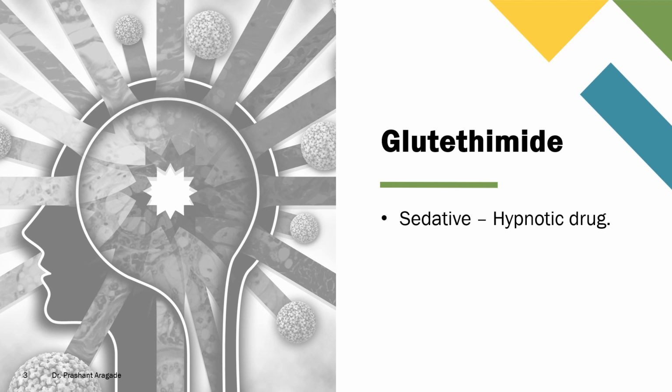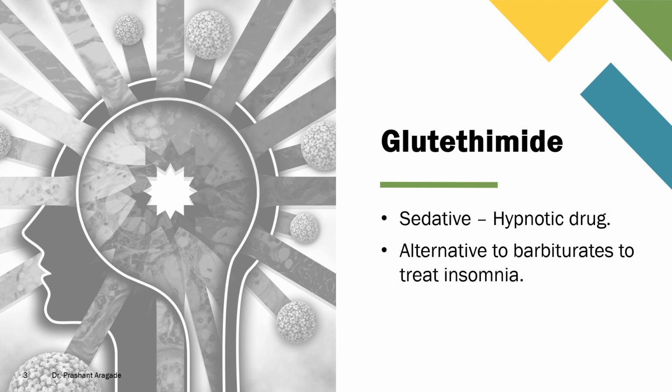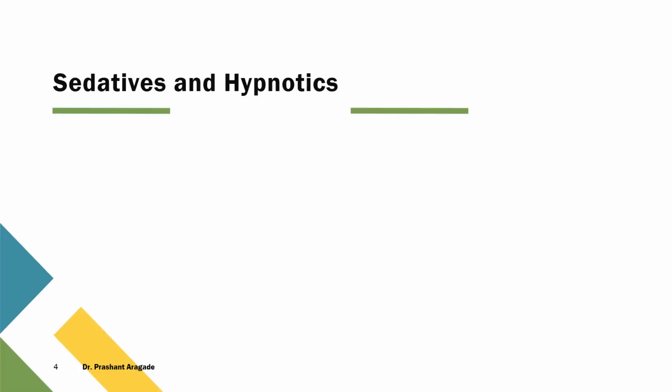Glutathione is used as a sedative hypnotic drug. It is used as an alternative to the barbiturates for the treatment of insomnia. In addition to that, structurally, it resembles phenobarbital, that is phenobarbitone. You know very well now.